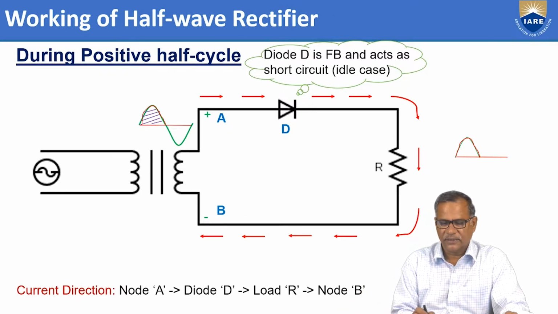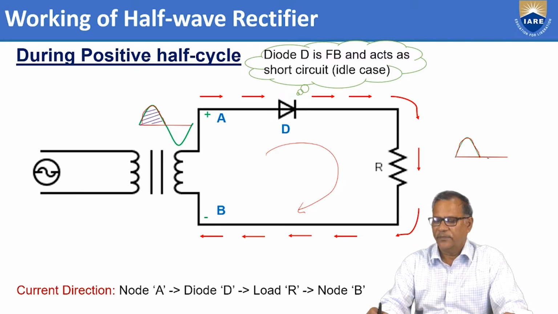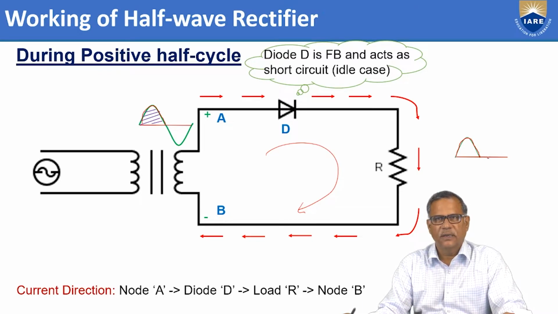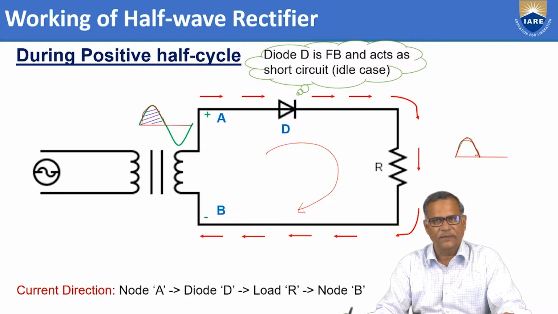The current direction here is node A to diode, then load R, then node B. In this way, the current flows. When the current flows through the resistor, we get output voltage. So for the positive half cycle, we get the positive half voltage.